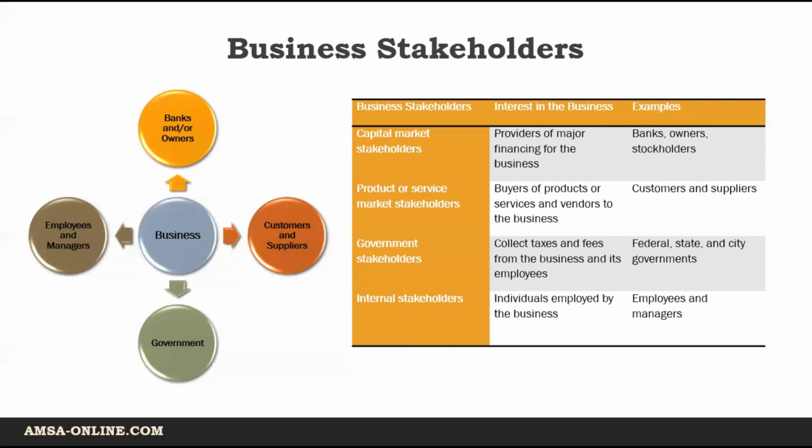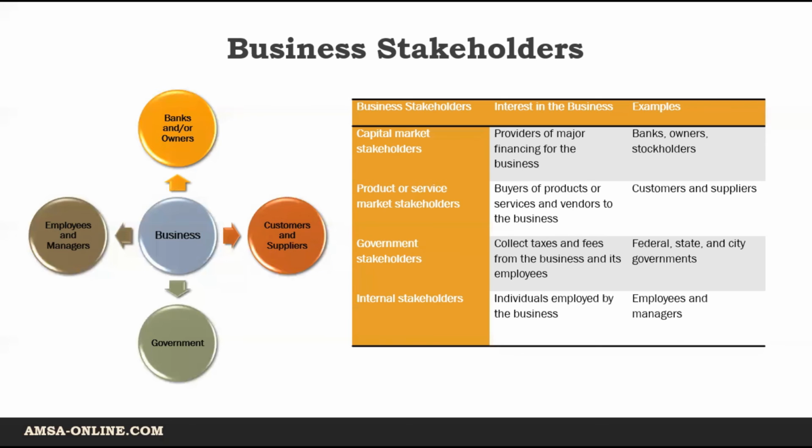Product or service market stakeholders purchase the company's products and services or sell their products and services to the company. Customers have a stake in the continued health of the company to be confident they will receive their product or service. Similarly, suppliers have financial interest in the company. Suppliers expect to be paid for goods or services they provide to the company.